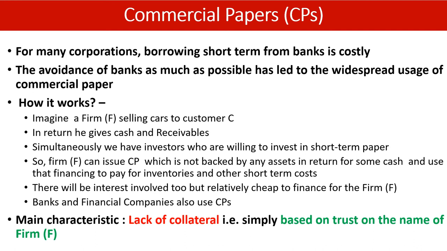Now, banks and financial companies also use commercial papers extensively. One should note that the main characteristic of the commercial paper is the lack of collateral, which implies that it is simply based on the trust factor on the name of the firm F here. So in that way, it's a risky instrument as well, because trust is the only underlying feature here.